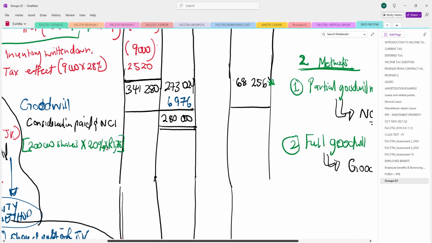So we're taking our 200,000 shares multiplied by 20%, multiplied by 1 rand 75 cents. How much would that give us? 70,000. Right, so I'm coming here and putting 70,000 as my fair value because we are measuring this at fair value.